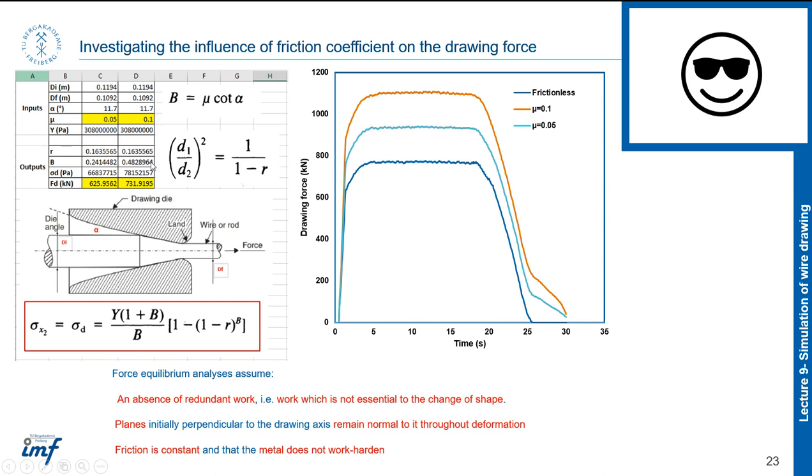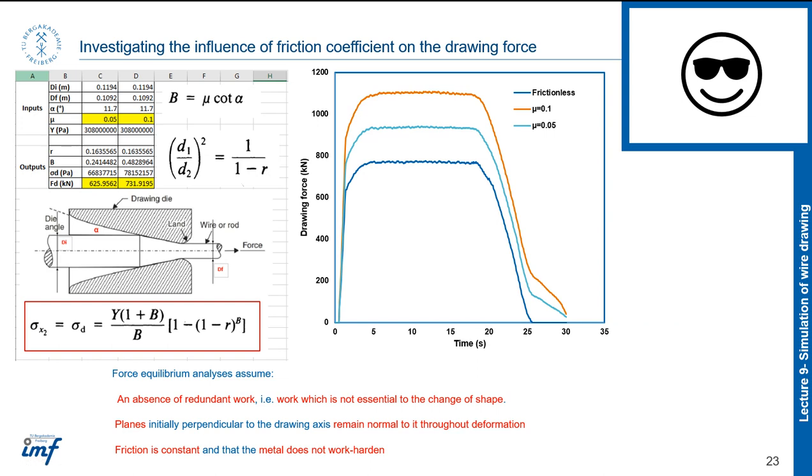I also calculated the force required for wire drawing using the equations we derived last week, if you remember. I asked you to make this file in Excel as a homework, so I did it also, and I gave the dimensions, the alpha for the die and the mu value, and then I obtained this value for drawing force here. If you compare, for example, in the case of 0.05, the maximum is almost maybe 900, but here the calculated value is 625 kilonewton, and in the case of mu equal to 0.1, here it's 781, but in the simulation it's 1100 something.